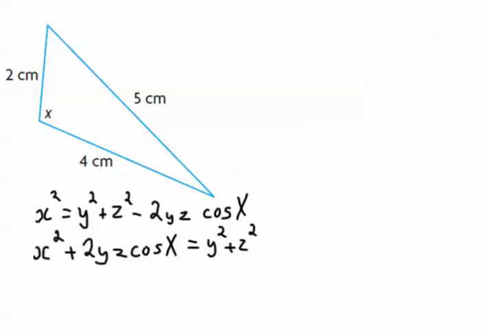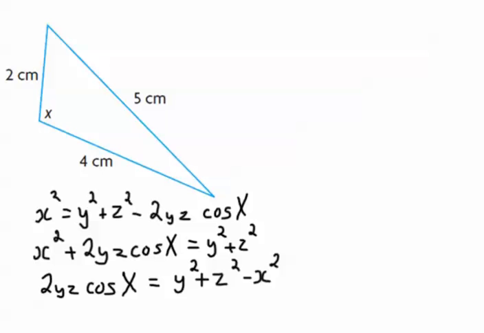When I do that, it makes the cosine term positive by putting it on the left hand side, which is good. And next I want to get rid of the x squared. So when I get rid of the x squared, I subtract it from both sides, and I get 2yz cosine x equals y squared plus z squared minus x squared.